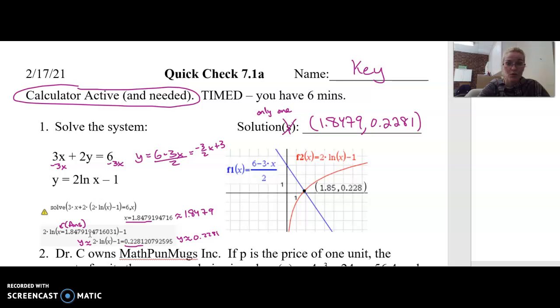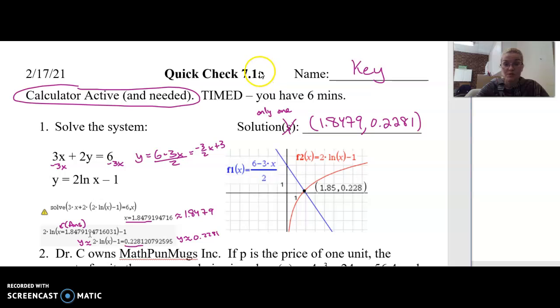All right, in this video, I'm going to be going over your first 3 quick checks from Chapter 7. So if we look at quick check 7.1a, some of you did fabulous, some of you made a few minor mistakes, so if you got all the problems correct on this quick check, you can skip this part until we get to the next quick check.